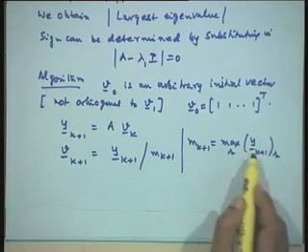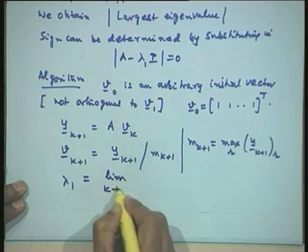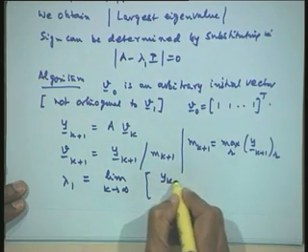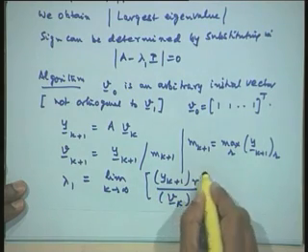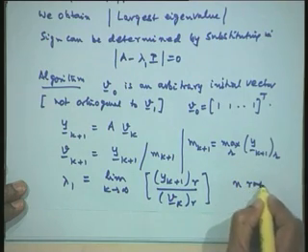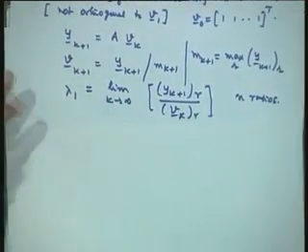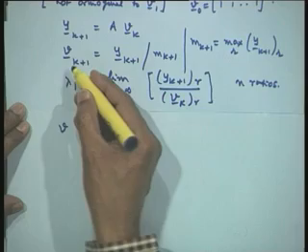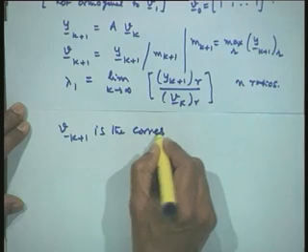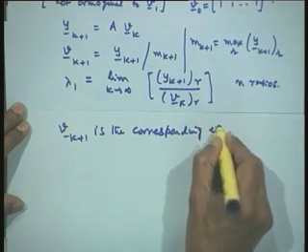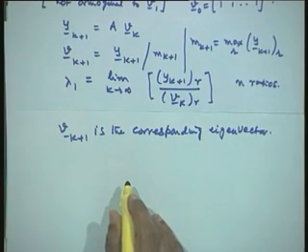So, then lambda 1 is the limit as k tends to infinity of y k plus 1 r by v k r. These are n ratios. And whatever is available for us, v k plus 1, is the corresponding eigenvector. Okay, we would close for today.